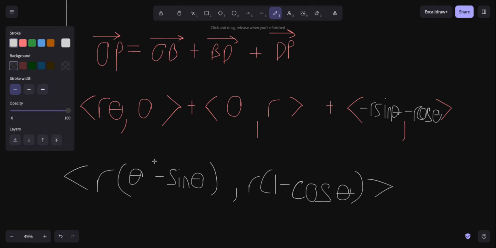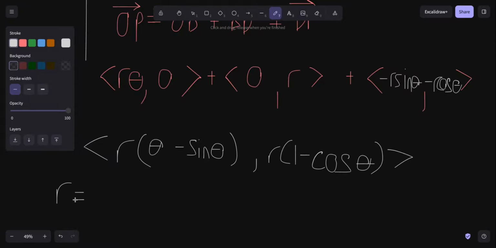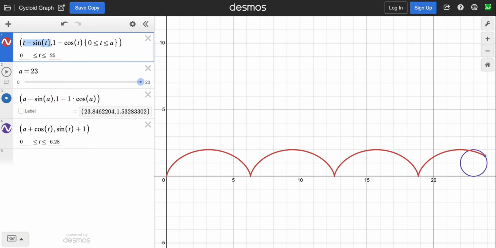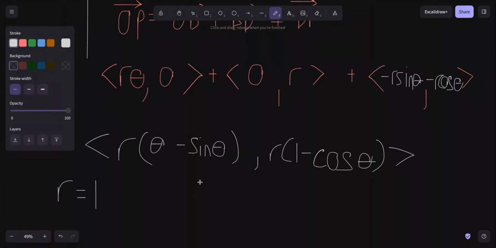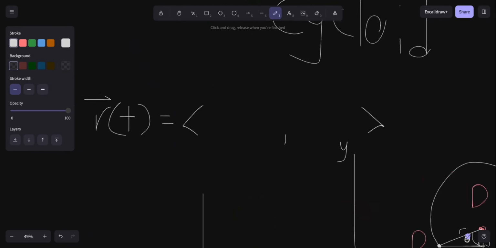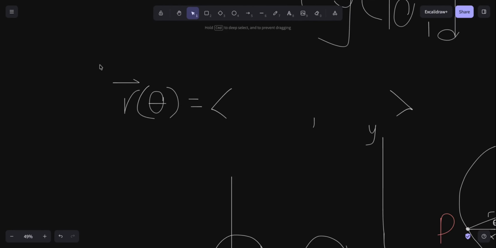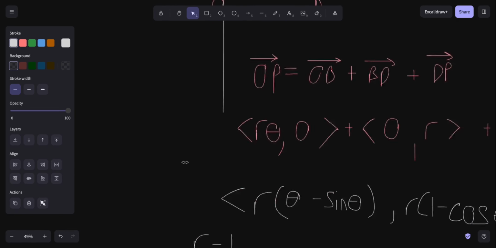And assuming that the radius is 1, so if the radius is equal to 1, then you just have theta minus sine theta, comma 1 minus cosine of theta, which is what we see in this right over here. Sometimes you might see it written with time. Sometimes you might see it written with theta because that's the angle. And up here I wrote it as r of t, but it's the same thing, right? R of theta, right? It's a function of this angle. And that's just going to be equal to everything that I have down here.